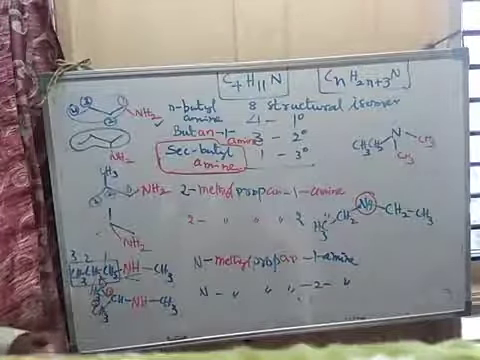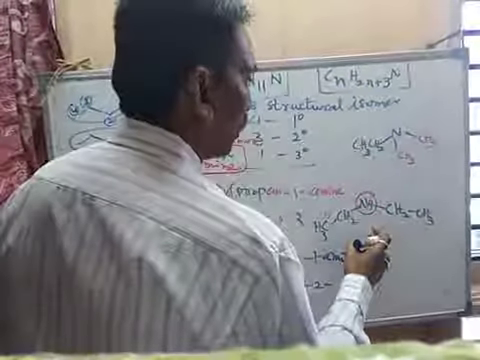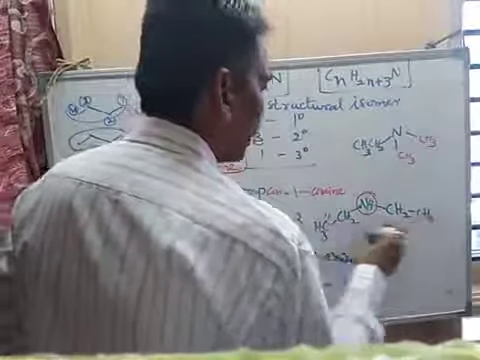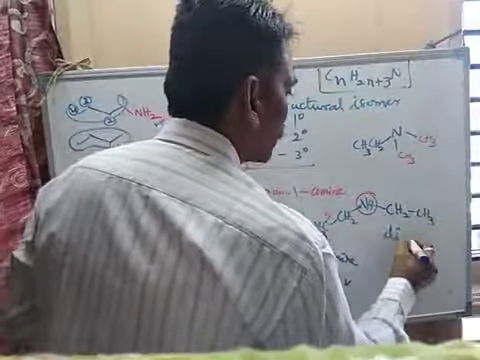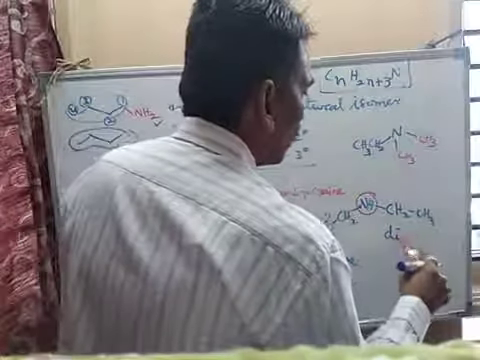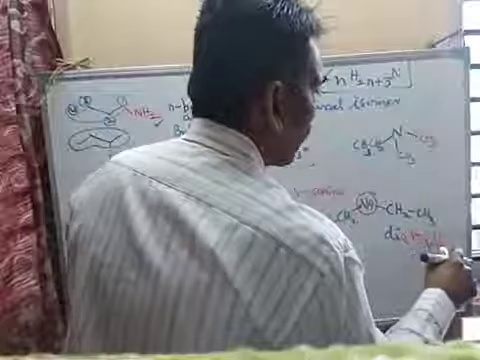These 2 are classified as secondary amines. One more secondary amine is available here. And how many ethyl groups? 2 ethyl groups. Its common name is diethylamine.